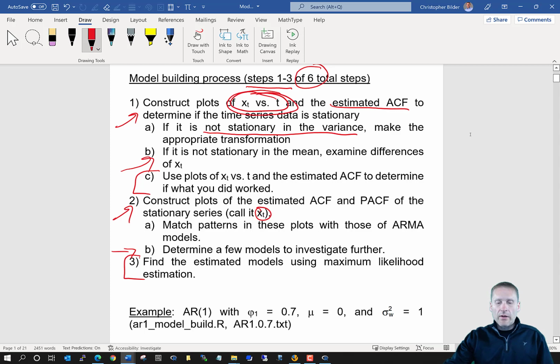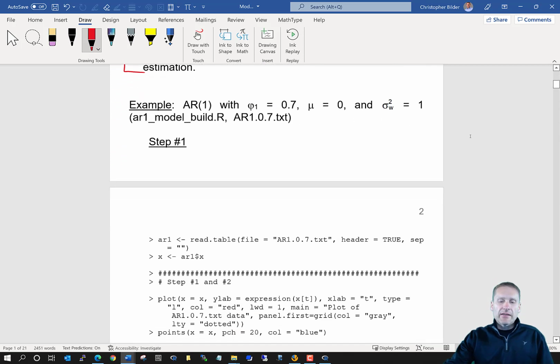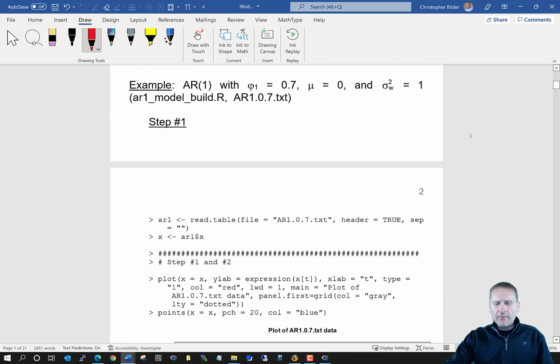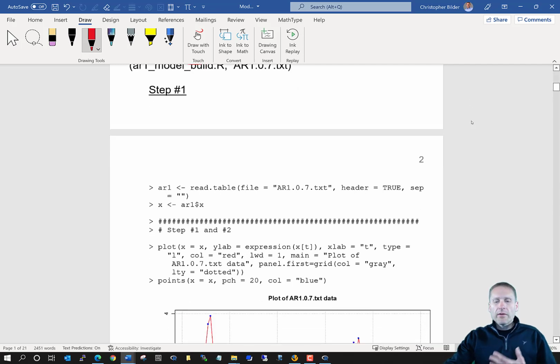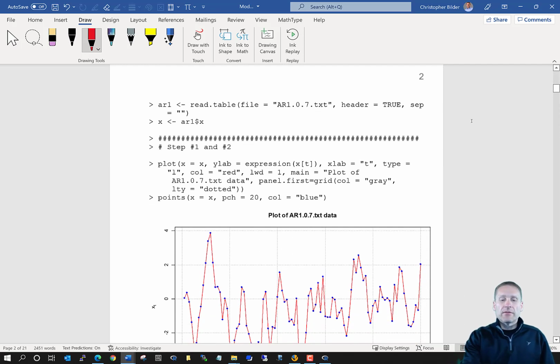Okay, so let's take a look at an example in a familiar setting. We're going to work with this data that's been simulated from an AR1 once again. So step 1, we do a plot of the data. Well, first of all, we need to read the data into R, then we do the plot of the data as we've seen before.